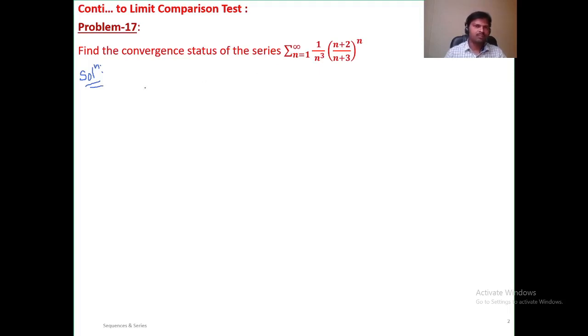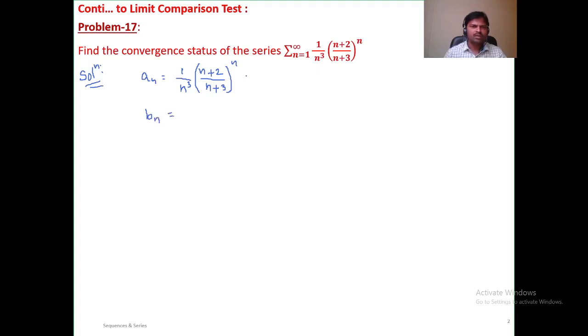So now here an, the nth term of the series, is 1 upon n cube, (n plus 2 upon n plus 3) whole raised to n. Most of the students are asking, sir, how to choose bn. Still students are having some doubts about this.